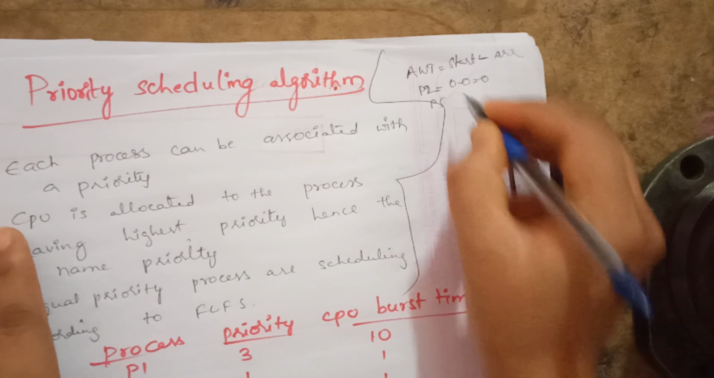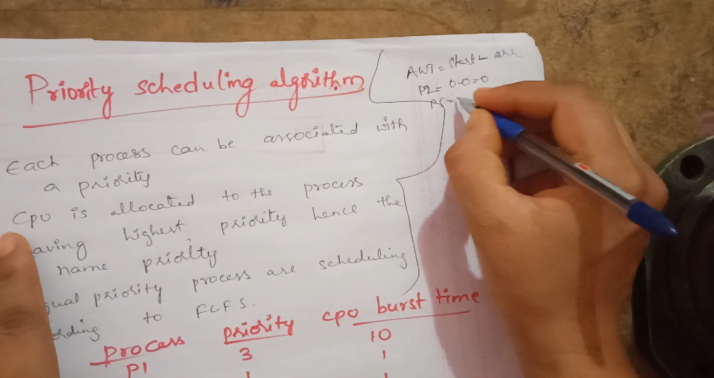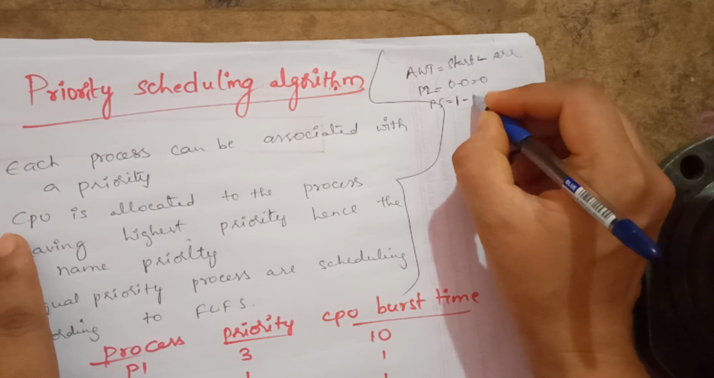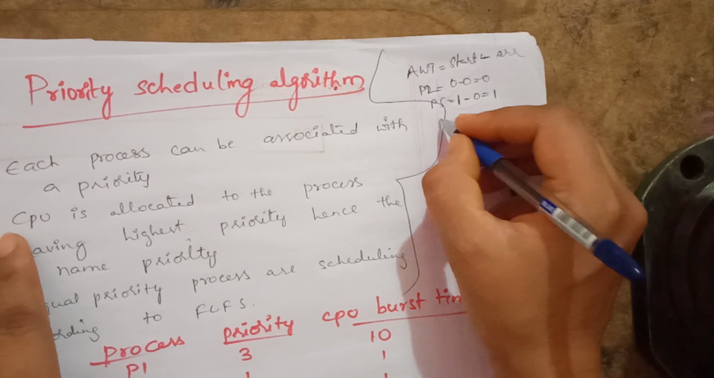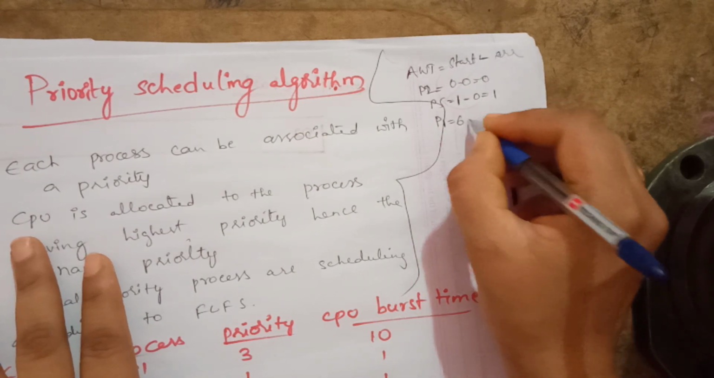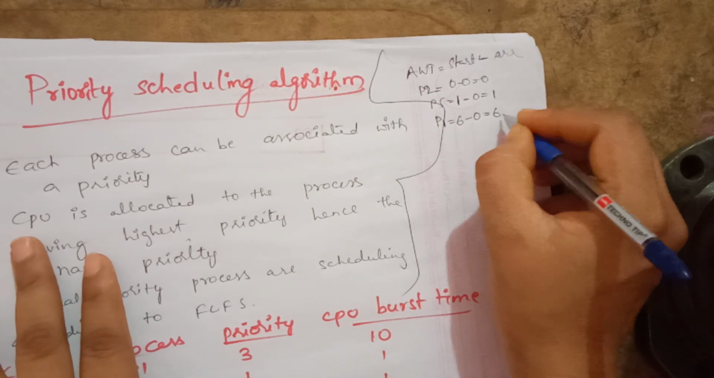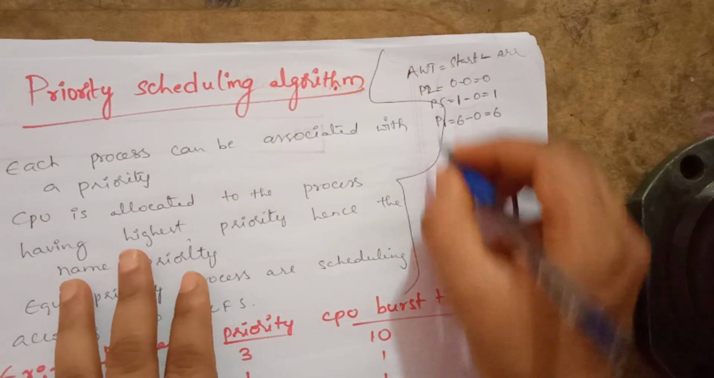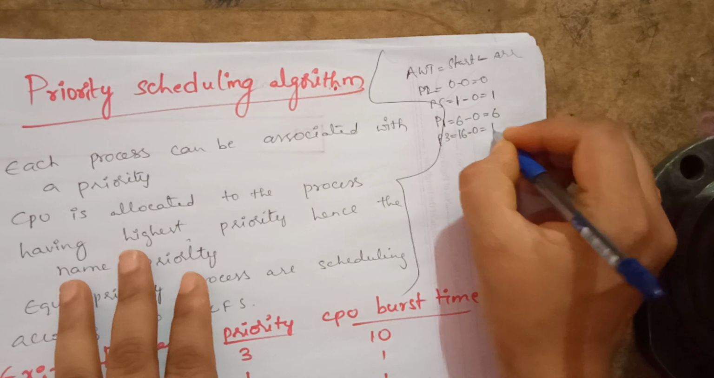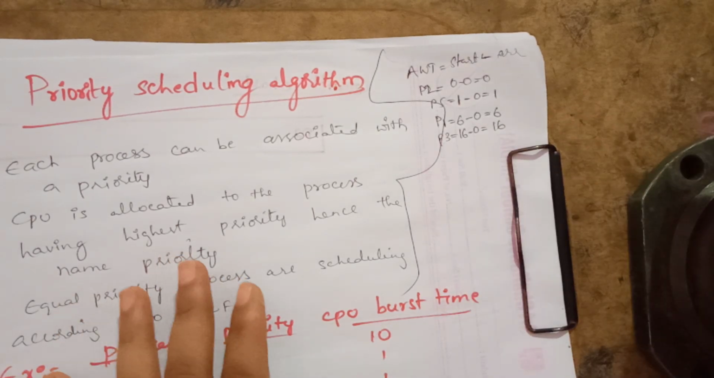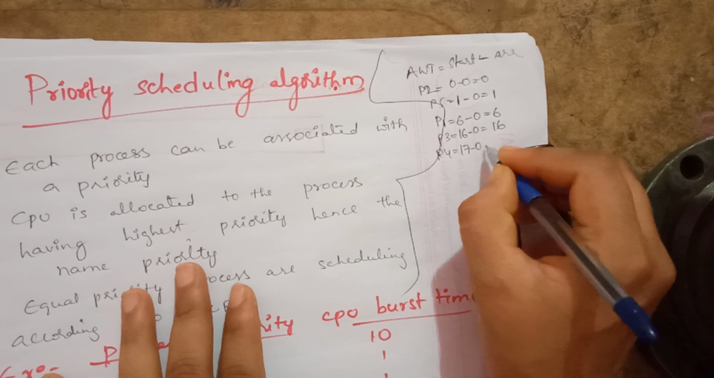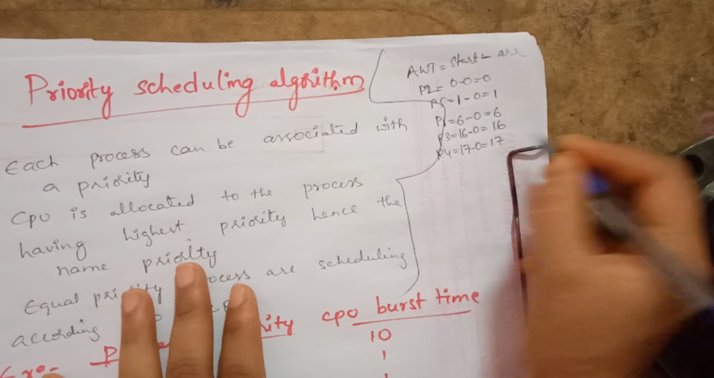Next P5: the start time is 1 and the arrival time is 0, so 1. Next P1: the start time is 6, the arrival time is 0, so 6. Next P3: the start time is 16 and the arrival time is 0, so 16. Next P4: the start time is 17 and the arrival time is 0, so we get 17.